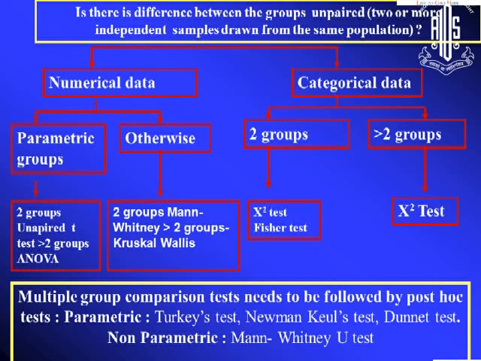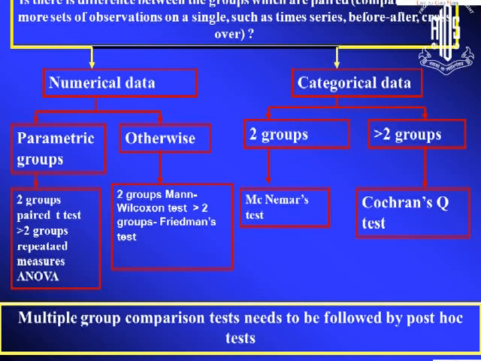Okay. So this table is clear. This one, table number 2. Now what is the difference here? Is there a difference between groups which are paired? Earlier it was unpaired, now it is showing paired. So what does this mean? All other things are the same.